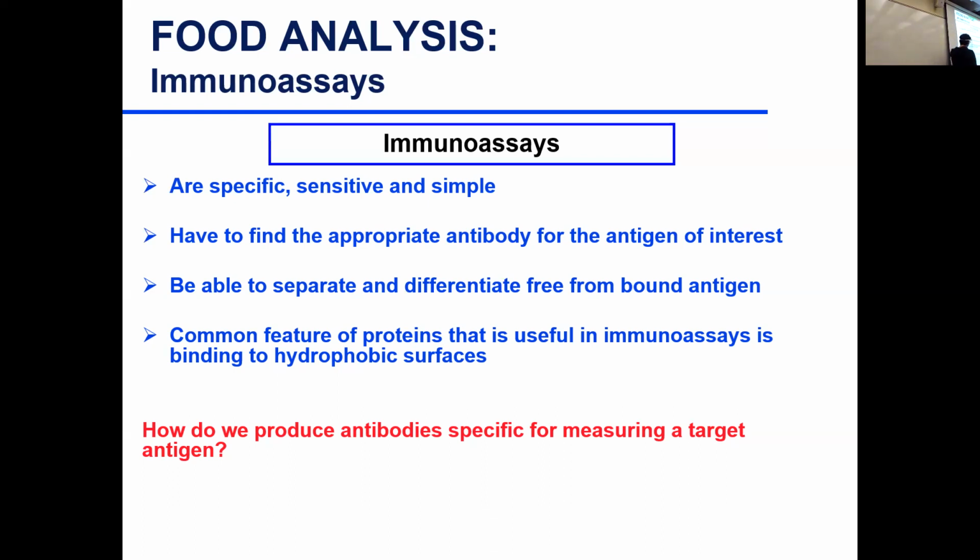So how do we produce antibodies specific for measuring an antigen? I said that already. We inject it into a host, either a rabbit or a goat or a sheep, whatever it is, or even a human. We don't have to inject the antigen. If we are allergic to certain proteins, we can get the sera and we will have antibodies specific to the target antigen.